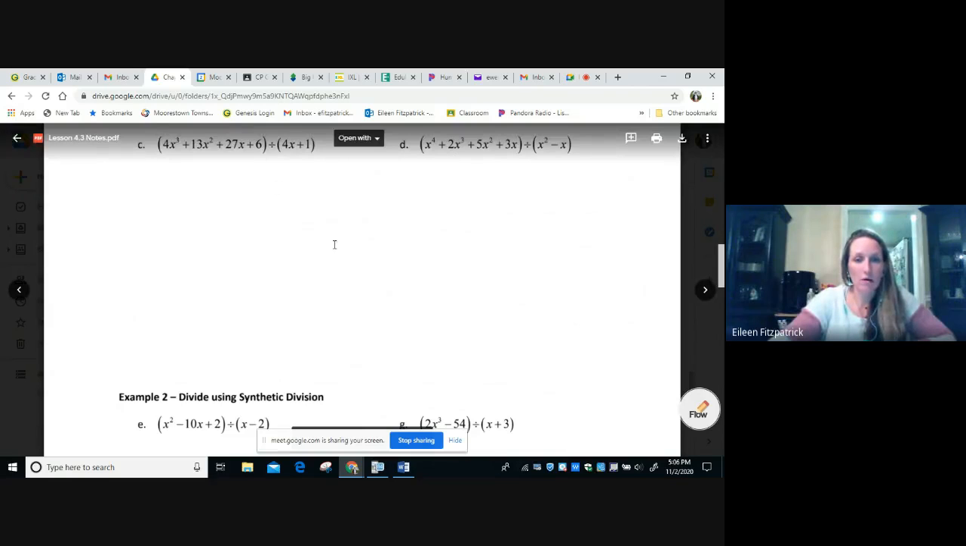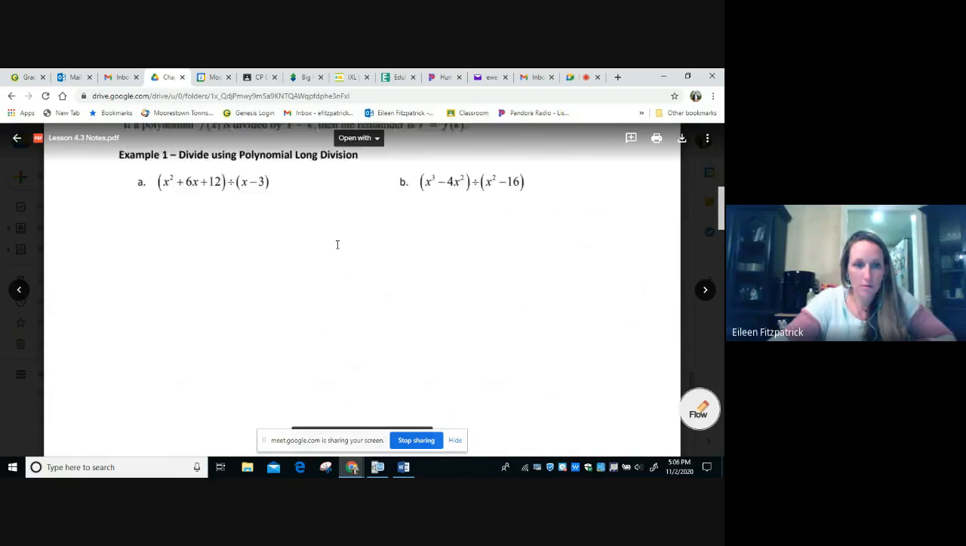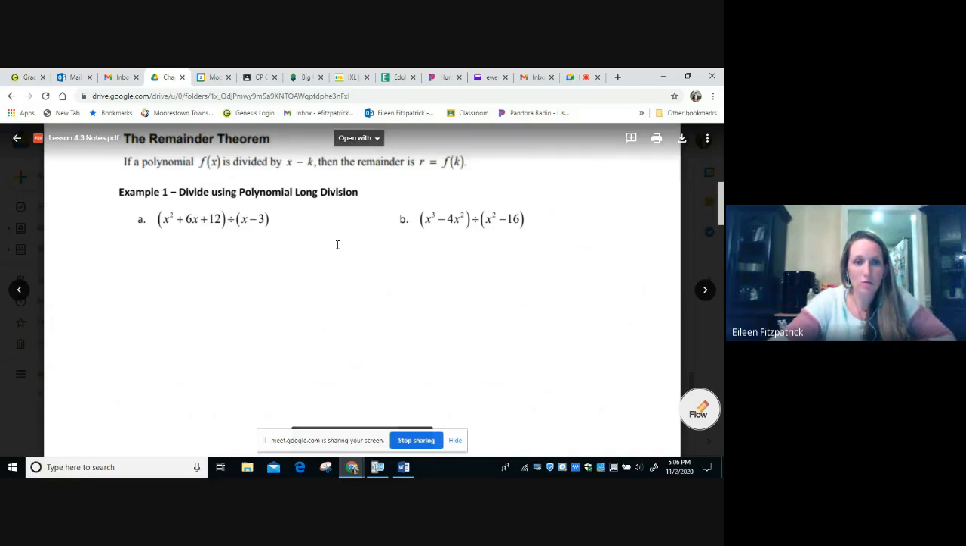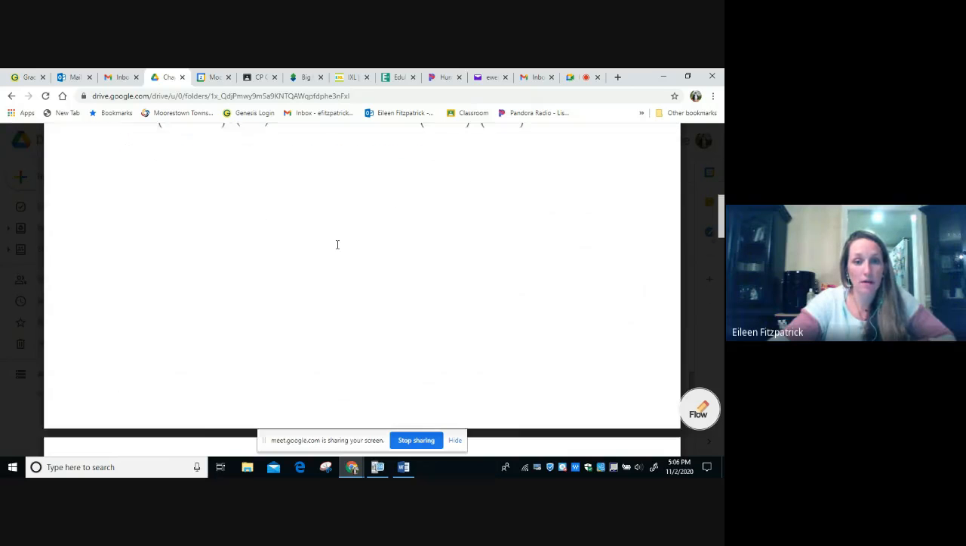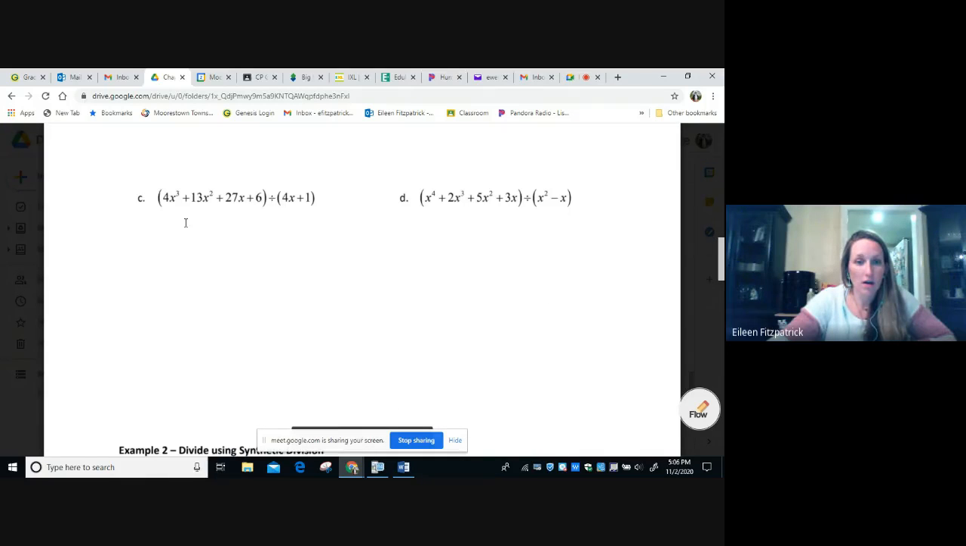All right, so we're going to start with problem C. The directions here, by the way, let me go back up, says divide using polynomial long division. All right, so we are going to divide 4x cubed plus 13x squared plus 27x plus 6. We're dividing by 4x plus 1.